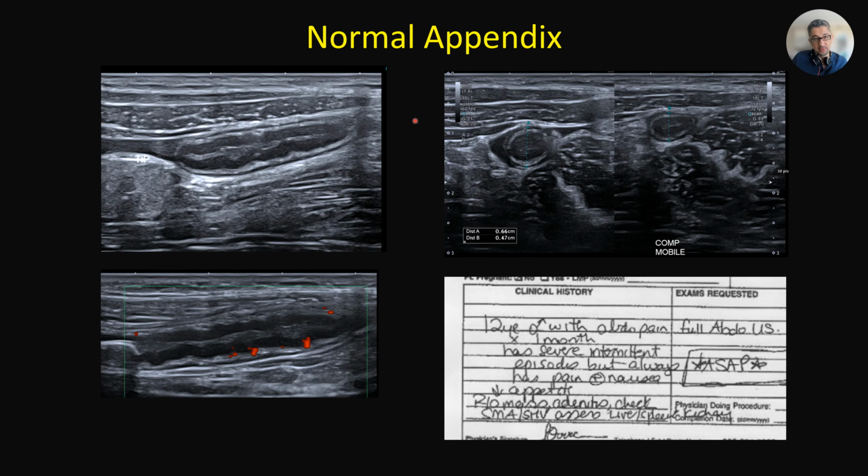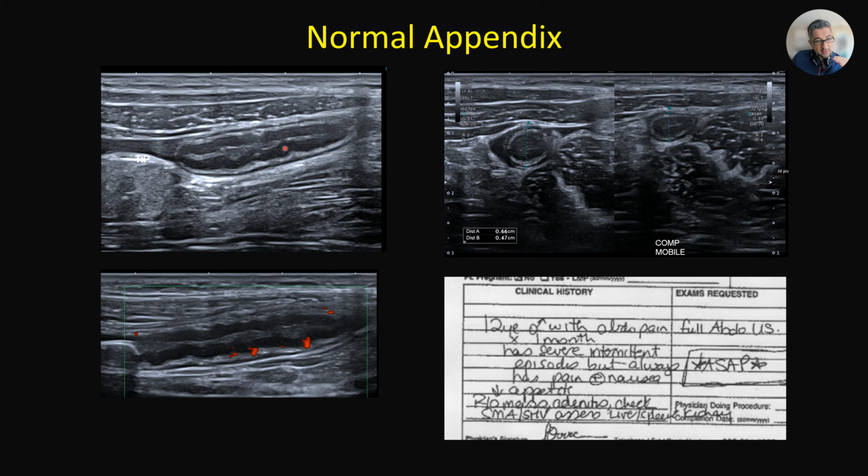Here is another example of a normal appendix. It's a very superficial appendix just lying beneath the anterior abdominal wall. It is compressible. It measures 6.6 millimeter without compression. After compression goes down to 4.7 millimeter. Some increased echogenicity around it, posterior to it, but this is most likely due to posterior acoustic enhancement. As you can see, some increased echogenicity behind the appendix. This should not be overcalled as echogenic fat or creeping fat. The vascularity is within normal limits.